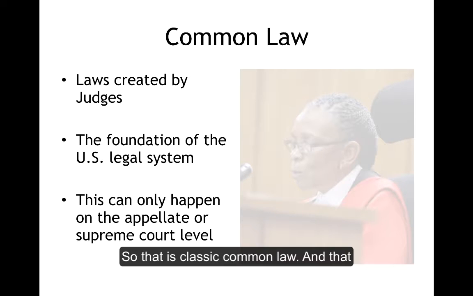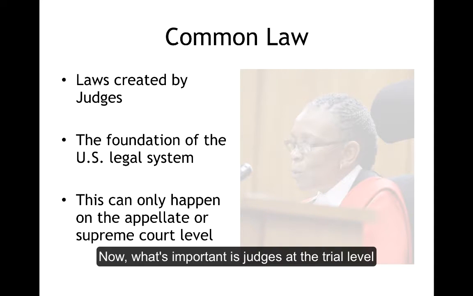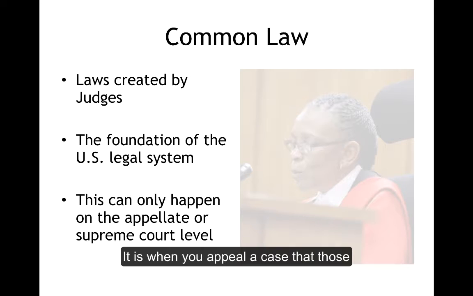So that is classic common law, and that is still precedent today in the United States. That case came from the 1500s. Now, what's important is judges at the trial level never make law. They're making decisions based on facts and based on the law that already exists. It is when you appeal a case that those additional things happen.